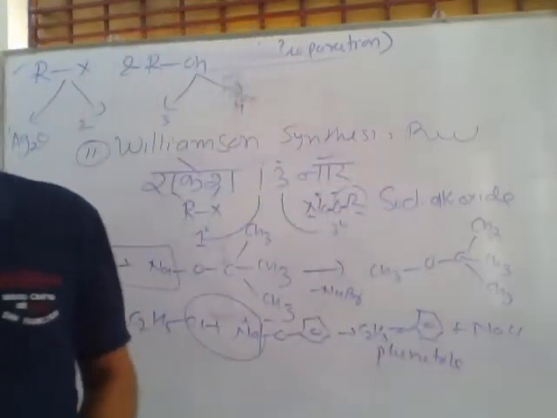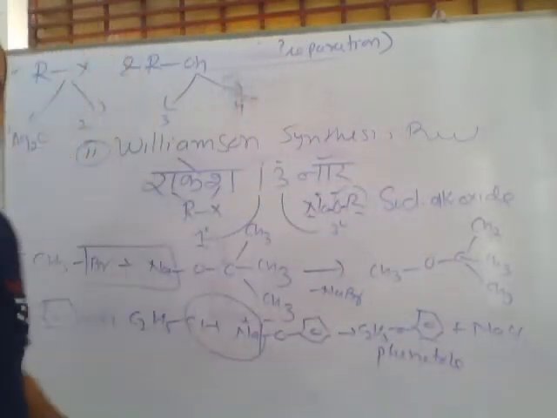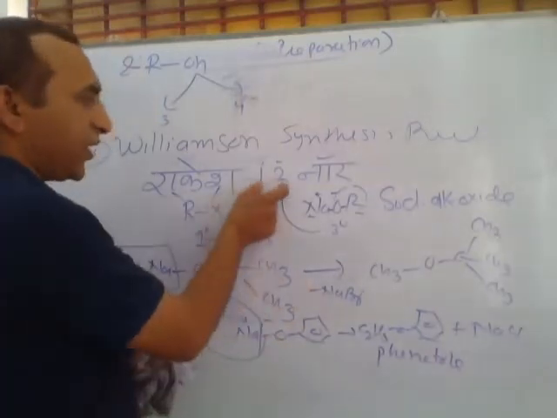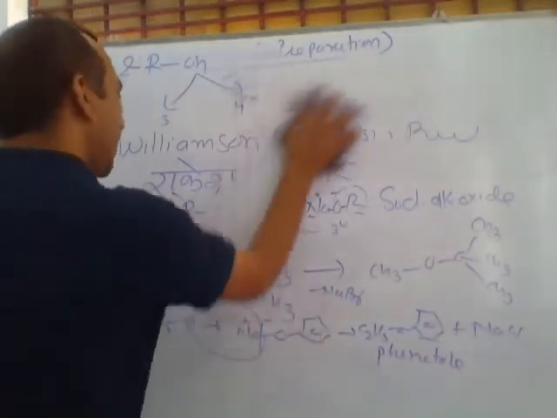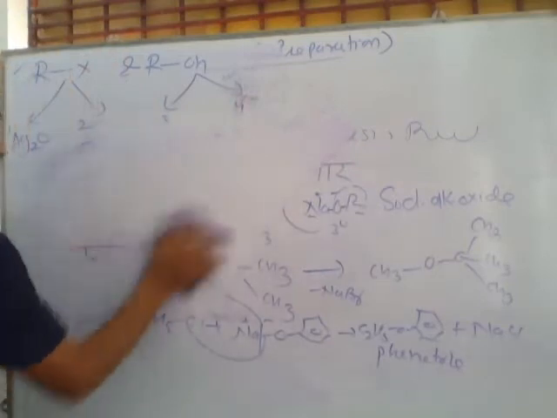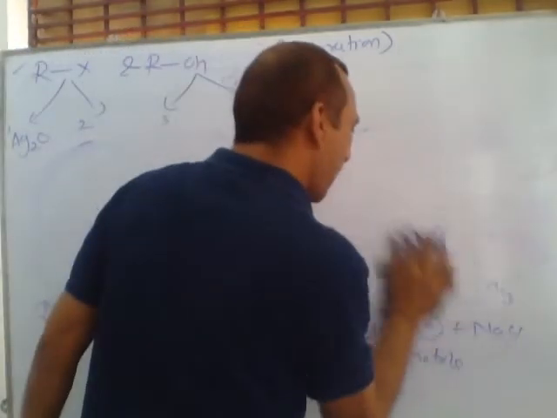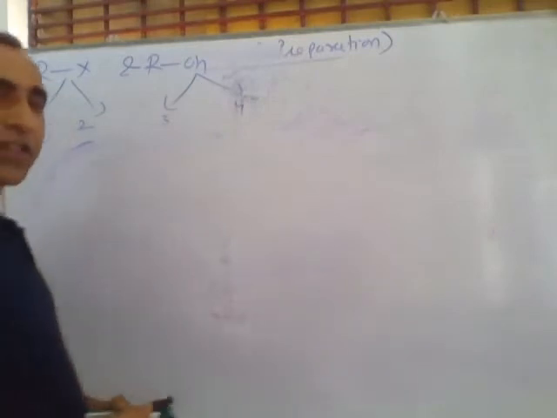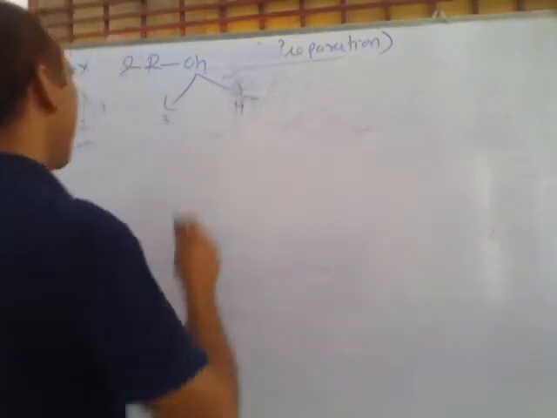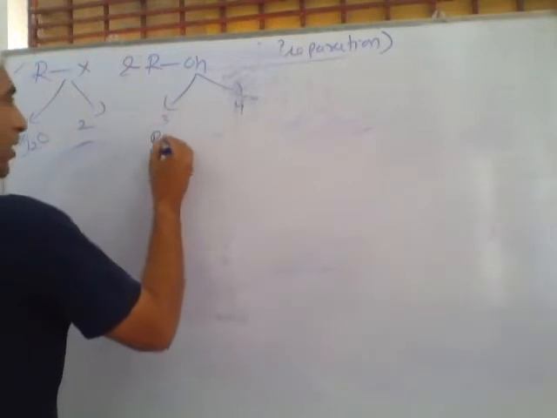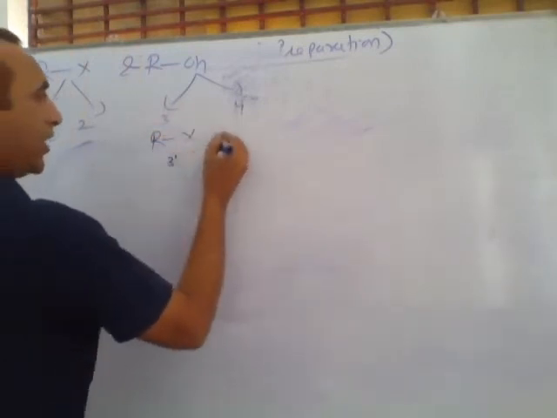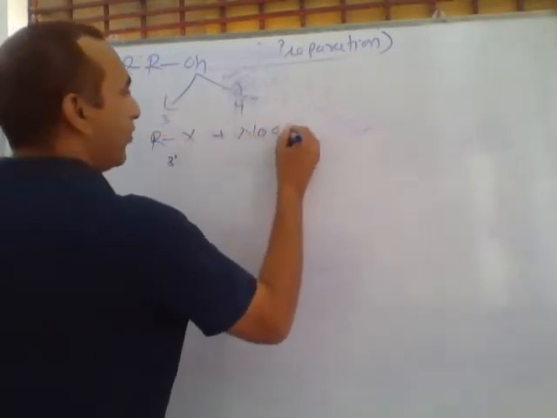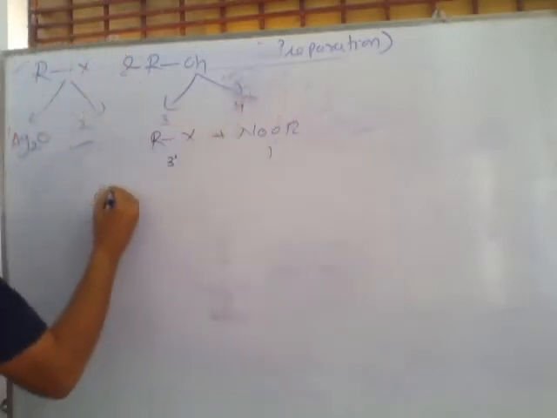But if we are not using this 1-3 sequence, meaning we take tertiary RX and primary NaOR, then what will happen? Then ether will not form and that reaction will not be called Williamson. Listen to what I am saying: RX we are using tertiary and NaOR we are using primary.